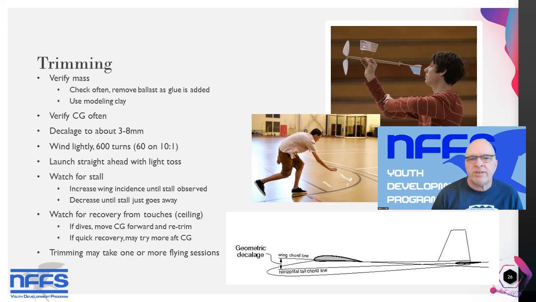Your CG should be set per the plan. If the plan doesn't have the CG or you're making your own plane, start at maybe 1 inch to 1.5 inches ahead of the rear wing post, depending on the chord of your wing.